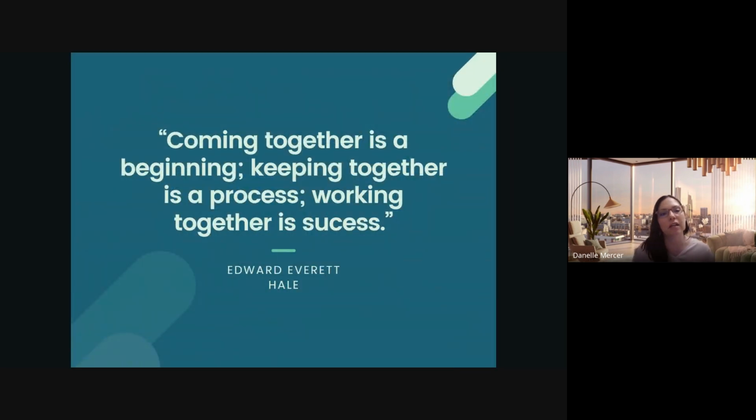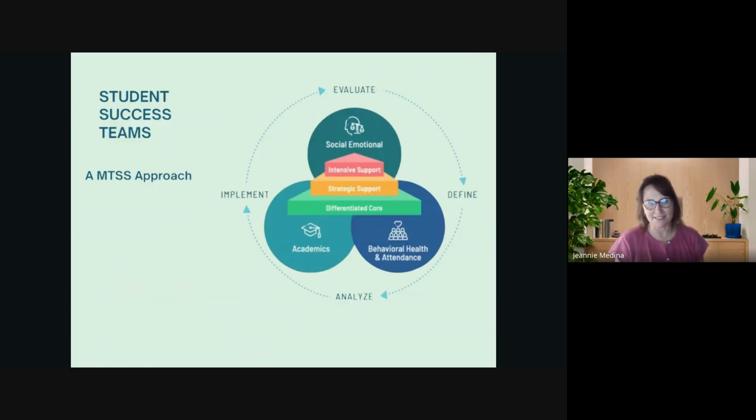A quote: coming together is a beginning, keeping together is a process, working together is success. Edward Everett Hill. Our student success teams on our school sites follow an MTSS approach that involves a process: evaluate, define, analyze, and implement, that includes the domains of the academic, social, emotional, and behavioral health domains, with layers of support of Tier 1, a differentiated core; Tier 2, strategic support based on data; and Tier 3, which is more intensive.